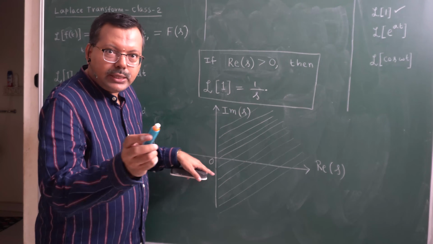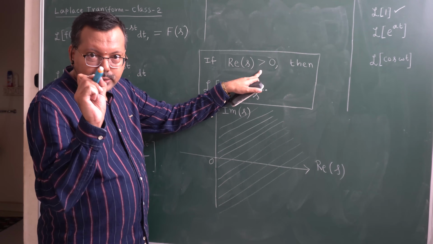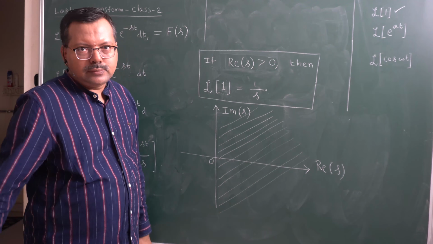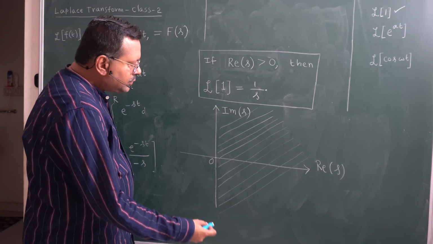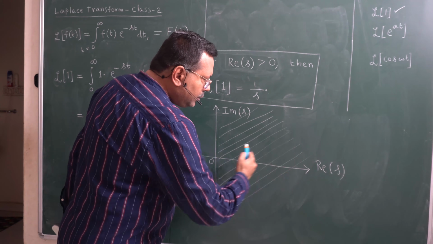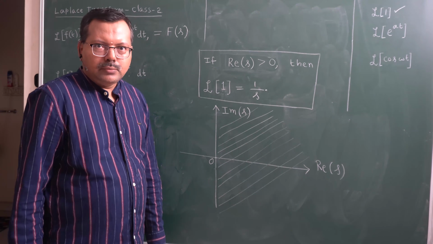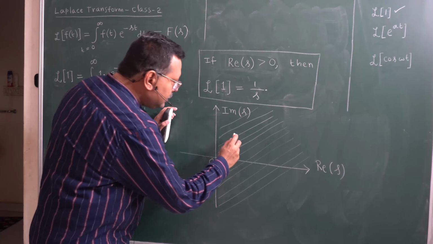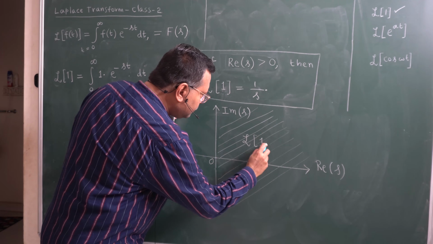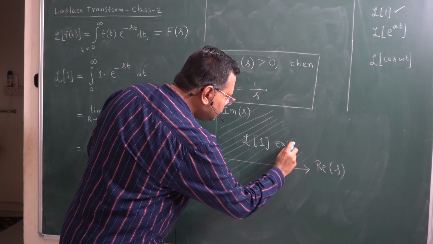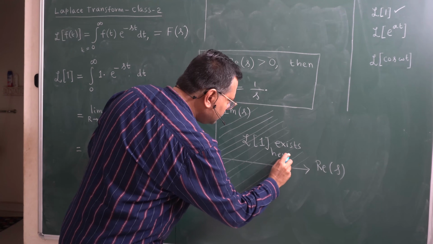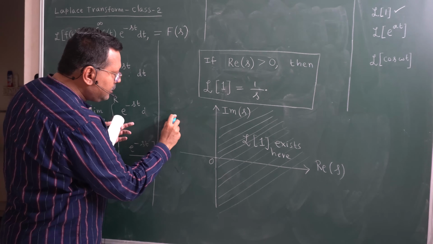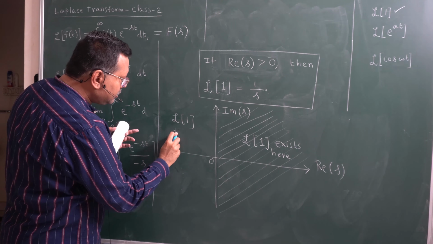Why it should not touch the y-axis is because this is greater than 0, not greater than or equal to 0. If it is equal to 0, then each one of the lines can touch the y-axis. It should not touch. So therefore, in the entire right side of the complex plane, the Laplace transform of 1 converges. That means the Laplace transform of 1 exists here. This side and the left side, okay. On the negative side, the Laplace transform of 1 does not exist.